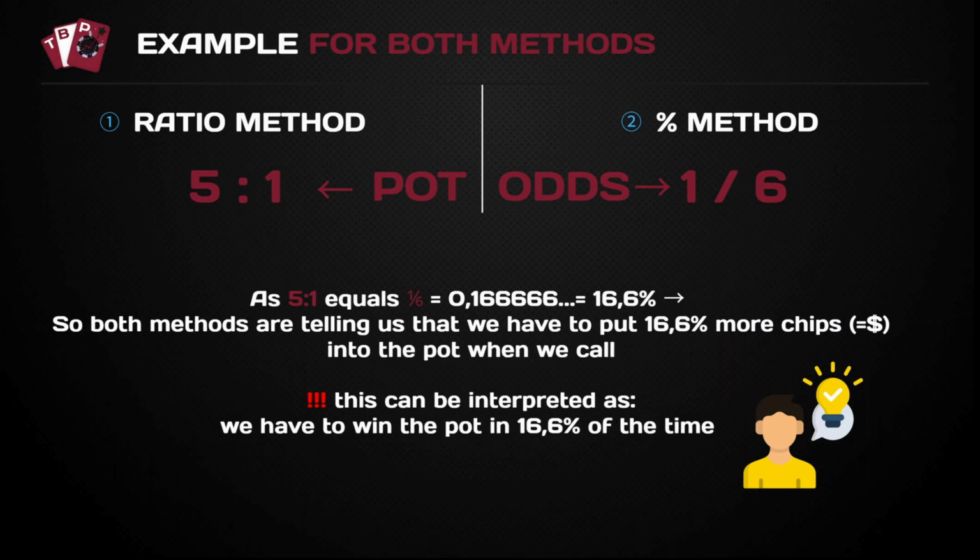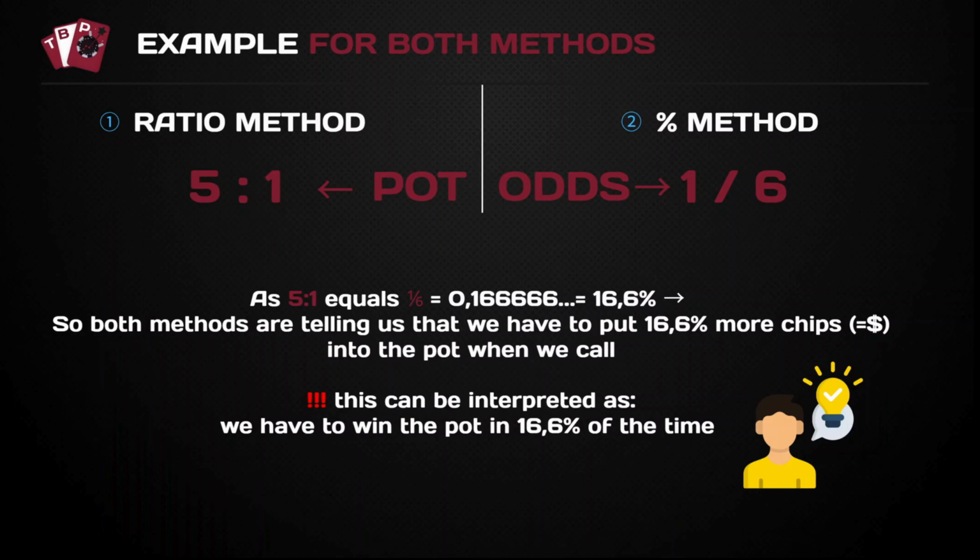On top of the slide, we see as always the result of our simplified example. As we learned on the slide before, 5 to 1 equals 1/6. And what is 1 divided by 6? We can easily calculate this in our head, or hopefully you can, but I better take a calculator. And we get as a result 0.1666 and so on. If we multiply this number with 100, we get the actual percentage of 16.6.